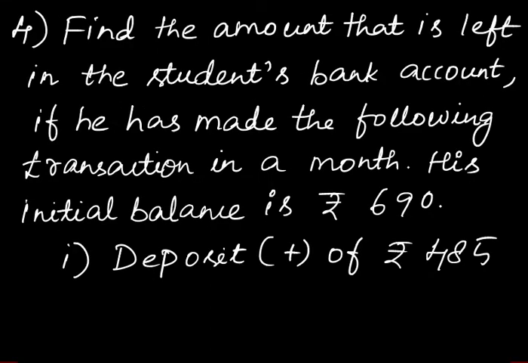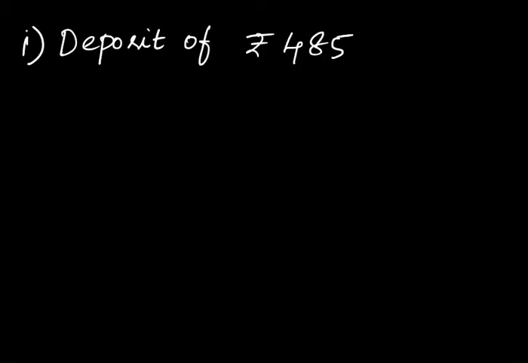Fourth question. Find the amount that is left in the student's bank account if he has made the following transactions in a month. His initial balance is rupees 690. So a student has a bank account where he has a balance of 690 rupees. To that he is depositing 485. So what will happen to his bank account? You need to add 485 to 690. It's a word problem, so write down the statement.